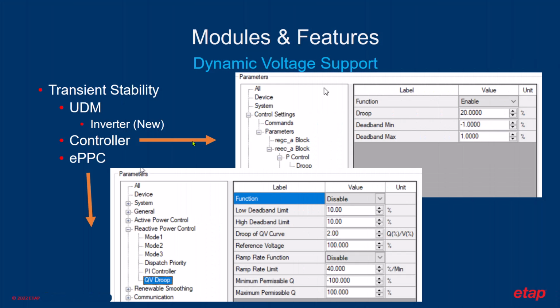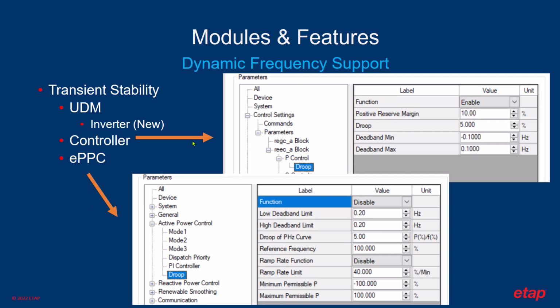When it comes to the dynamic voltage support, again, we have a QV droop in our power plant controller, as well as in our primary controllers for the inverter. We also have a droop for voltage, as well as a droop for frequency. So we have it at the PPC level as well as at the inverter level. We look at the inverter level in this webinar. The PPC level will be covered in the September 21st webinar.